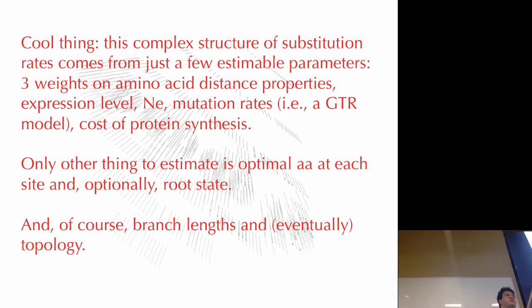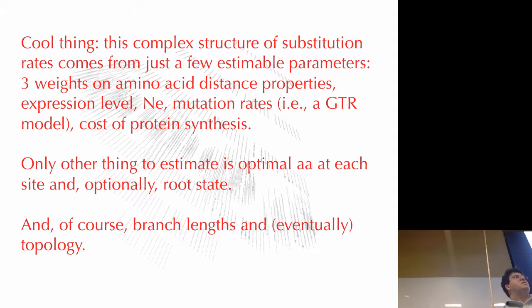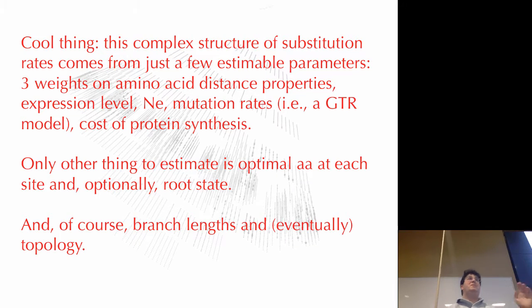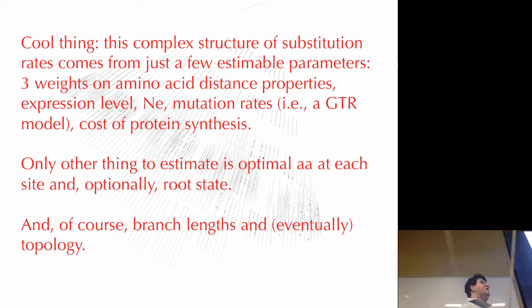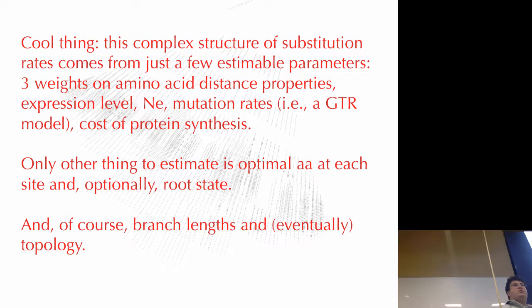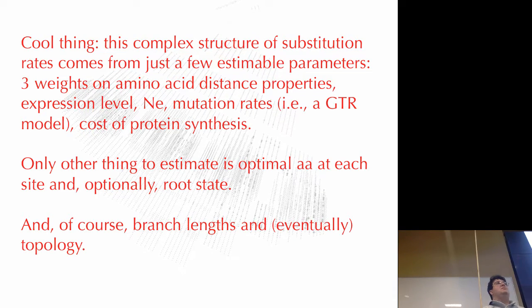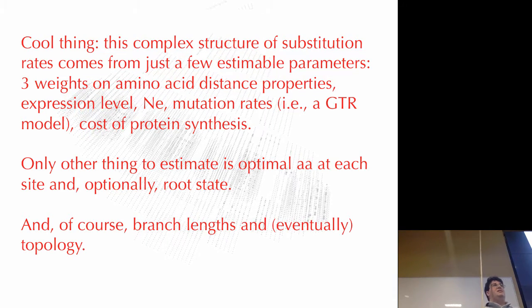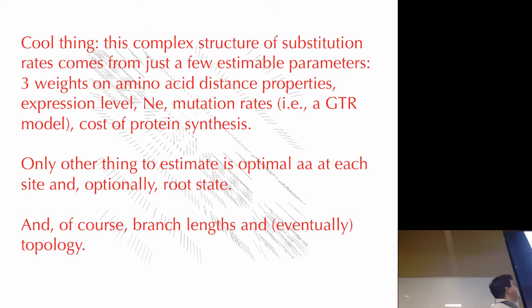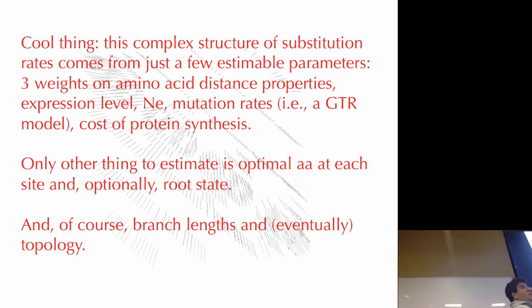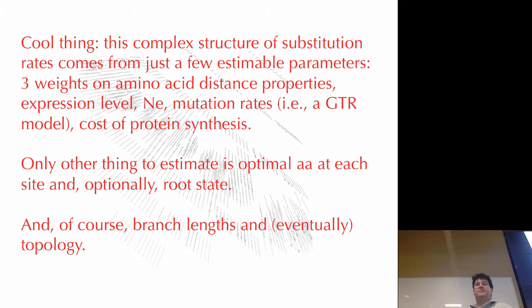Which matrix do I use at a single site? Well, it's based on which amino acid is optimal at that site, so I have to estimate that as well. I say, at this site in my protein, the optimal amino acid is A. Not sure, maybe it's V. Let's try if it's I. Calculate the likelihood of each of those. And eventually, branch lengths and the topology.